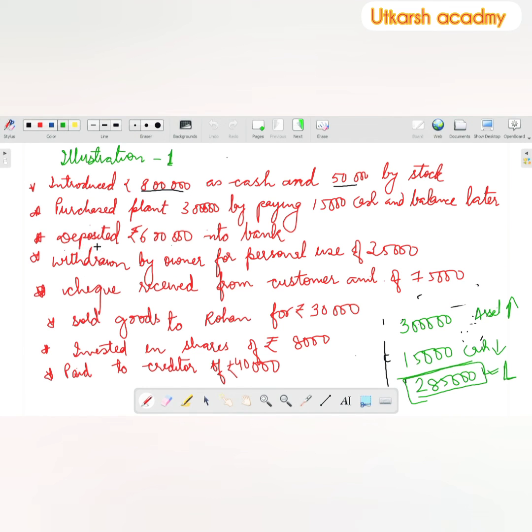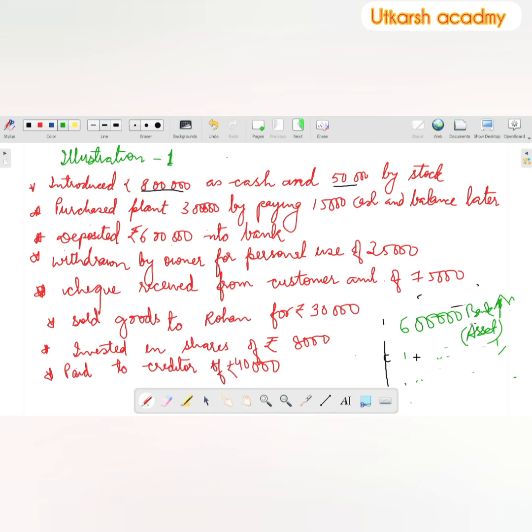Deposited 6 lakh into bank. It means 6 lakh has been deposited into the bank. So our cash will increase, but not cash, the bank account will increase because 6 lakh has been deposited into the bank. So the 6 lakh bank column will increase, which is on the asset side. It will be shown on the asset side because cash has been brought to the business. Fine.